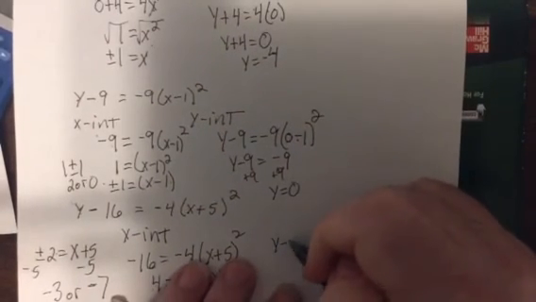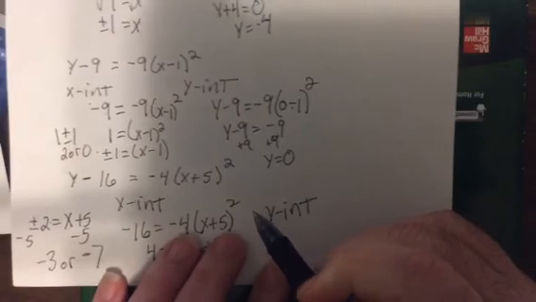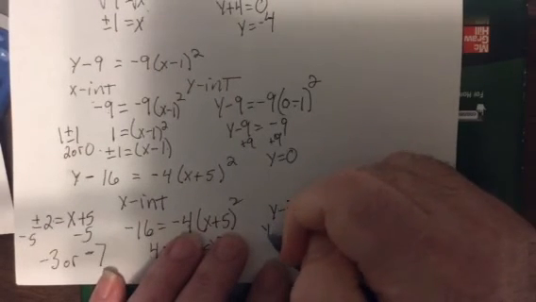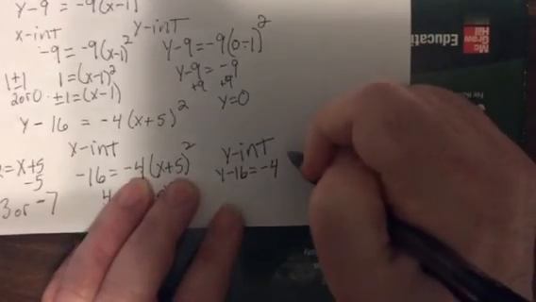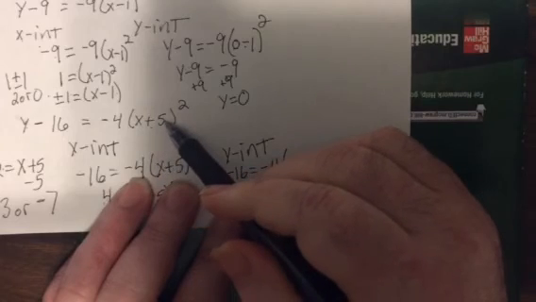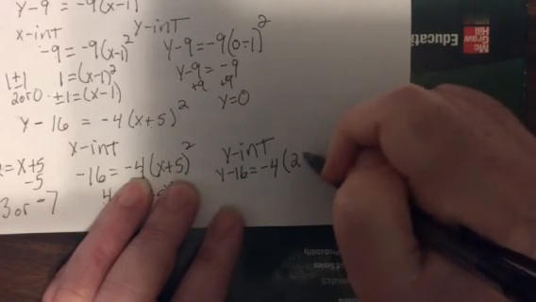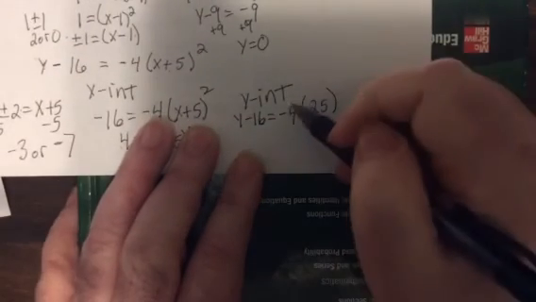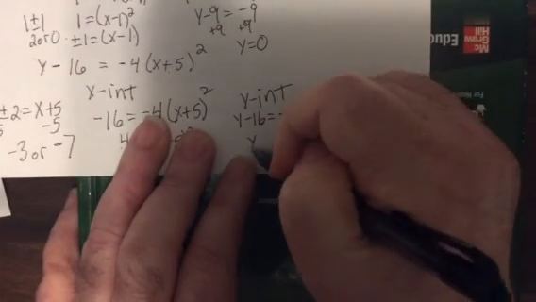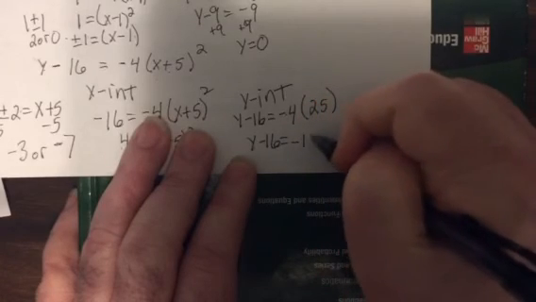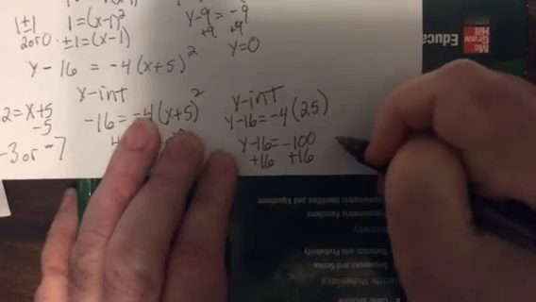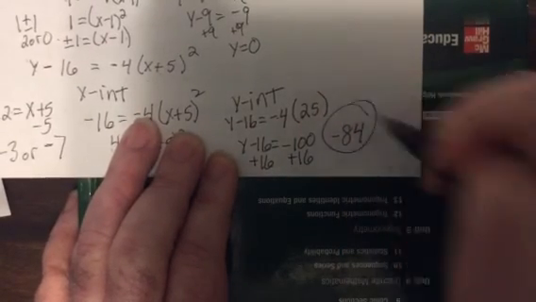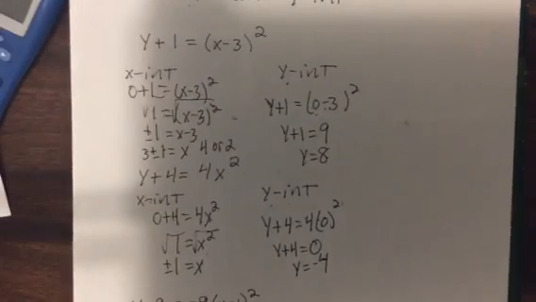So the y-intercept, you put 0 in for x. So you'd have y minus 16 equals negative 4 times 0 plus 5 squared. Wow, that's dark. 0 plus 5 is 5. Squared is 25. So I did 2 steps there, my kids. Negative 4 times 25 is negative 100. Add 16. It'd be negative 84. So the y-intercept, you'd have to go down 84 on the y-axis and touch it.